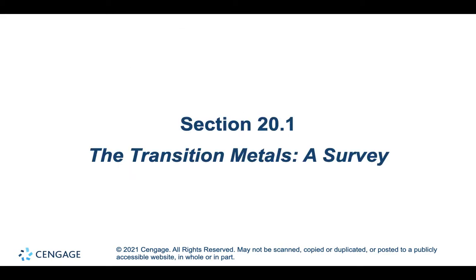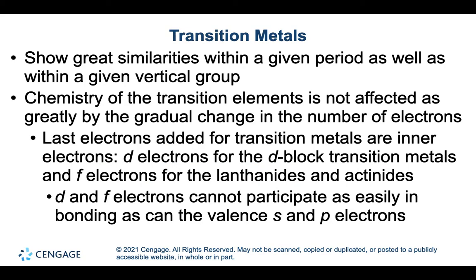20.8. Okay, starting with 20.1, we have the transition metals, just a quick survey of the transition metals. You'll find that within the transition metals, there's not as much difference from left to right, or even in vertical groups, periods or groups. Neither one shows a whole lot of chemical differences, maybe a few physical differences, but not a lot of chemical differences amongst the transition metals.